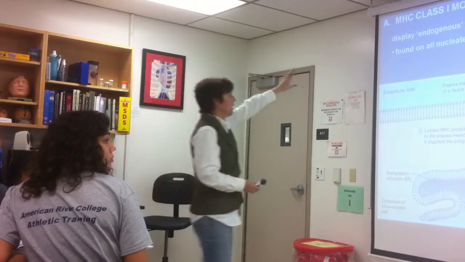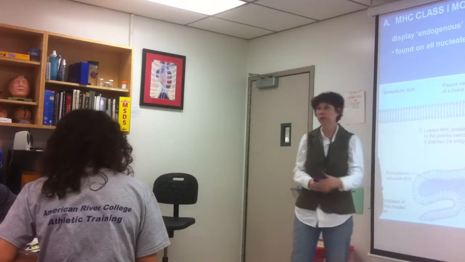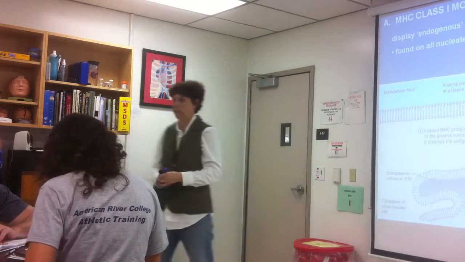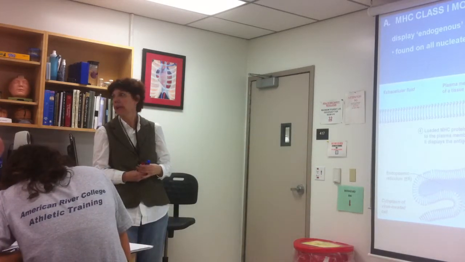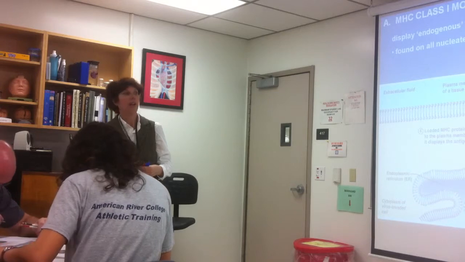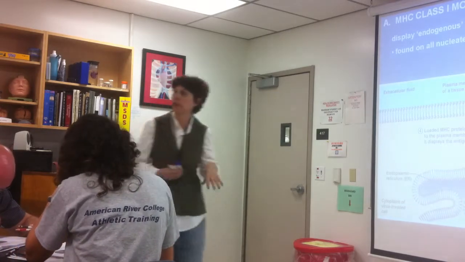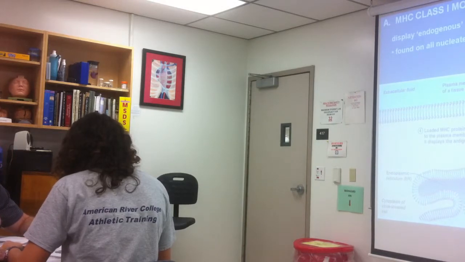So again, these display endogenous peptides, and they're found on all nucleated cells. So on the diagram that you gave us, is that the self-antigen? The endogenous antigen? And then what's the foreign antigen? All right, so how would we get a foreign antigen onto an MHC? That was a nice segue, thank you.